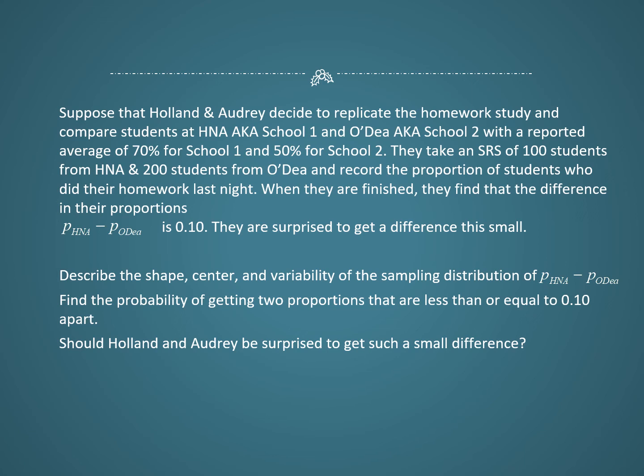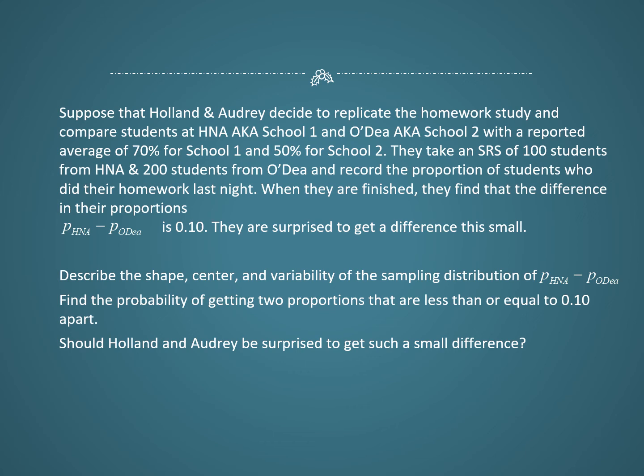So what I want you to do is we're going to describe the shape, center, and variability of the sampling distribution P-H&A minus P-O'Day. So notice the first thing I did was I defined what this was. I said P-H&A minus P-O'Day, right? I want to be very clear that whenever you're taking a difference between two random variables, you need to state which one is subtracted from the other.